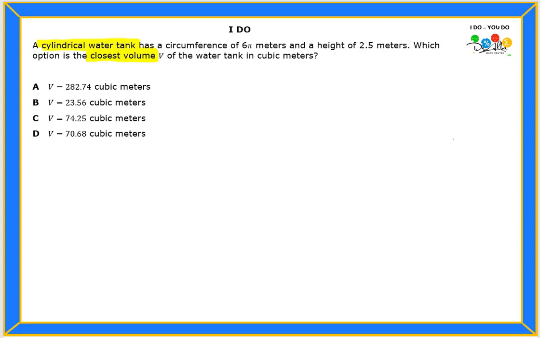Now, what else is given to me? Well, it says that the circumference is 6 pi meters and the height is 2.5 meters. Okay, so now that I know what shape I am dealing with, what about if we draw the shape? So the first thing I'm going to do is draw the shape. So you may draw a cylinder. You can pause it so you can draw it, or maybe you have it ready.